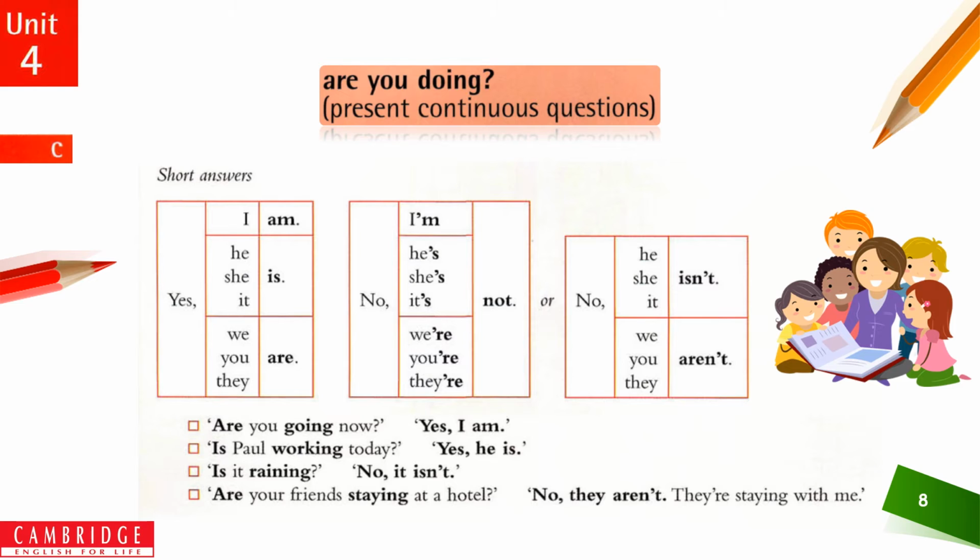Is it raining? No, it isn't. Are your friends staying at a hotel? No, they aren't. They are staying with me. So this is how you need to give the answers. When someone asks the questions, you can give the short answers in a very polite manner.